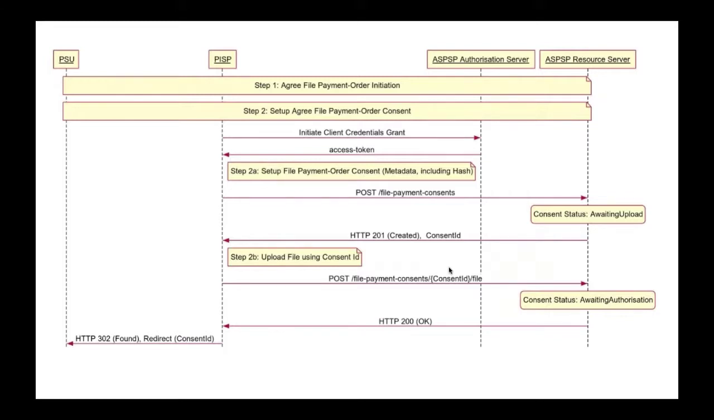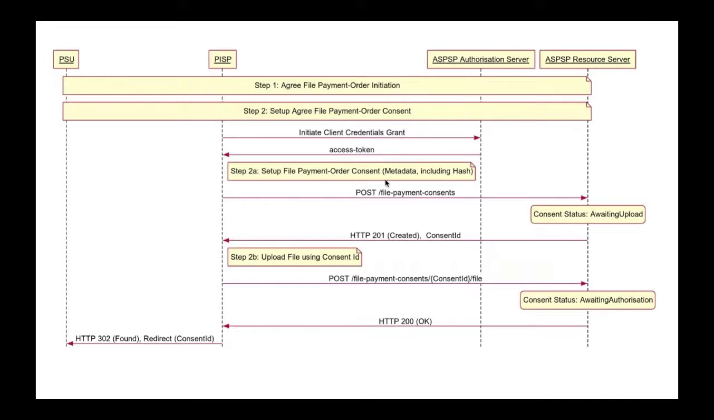Now, this case is related to file payments. As I told you earlier, the file payment consent staging is broken down into two steps. Step 2A is the setup of the file payment order consent, and this request will carry only some metadata about the file to be uploaded in the next step. This metadata includes a file type and a file hash. A file hash is basically a base64 encoding of a SHA-256 hash of the file to be uploaded. Apart from that information, the PISP can also send the number of transactions, the control sum or the total value of the payments, requested execution date, and the data account as well. This data account is applicable only for the bulk payments.